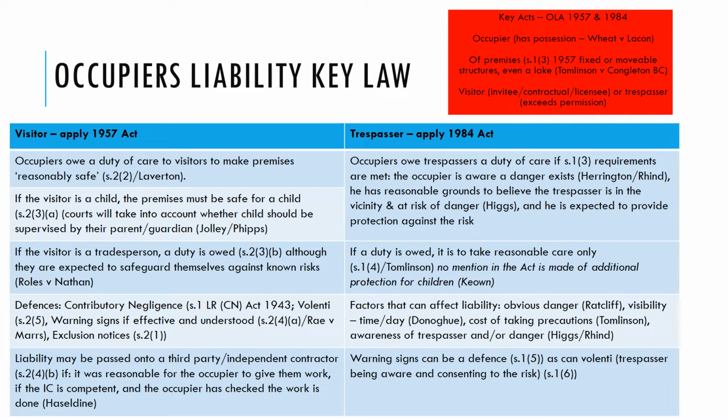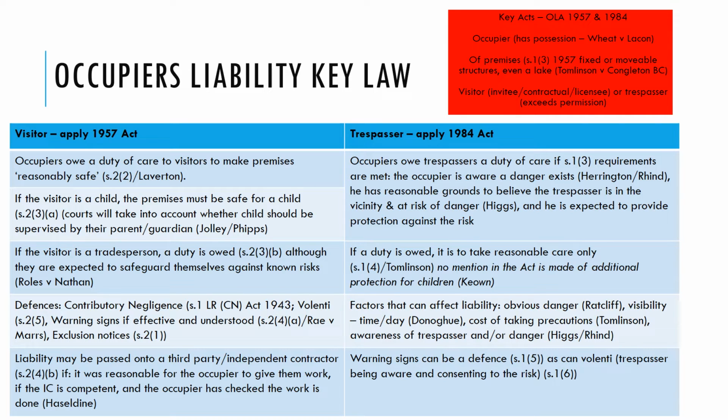In terms of defences, there are quite a few. So contributory negligence, you could argue that a visitor has contributed to their loss or harm. Perhaps they've consented, but only if they're fully aware of the risks, they understand them. A warning sign put up will give a defence, but only if it's understood and it's clear. Exclusion notices as well may serve the same purpose.